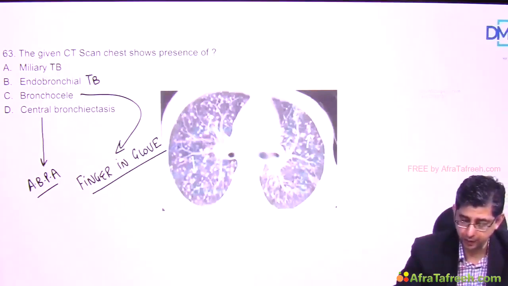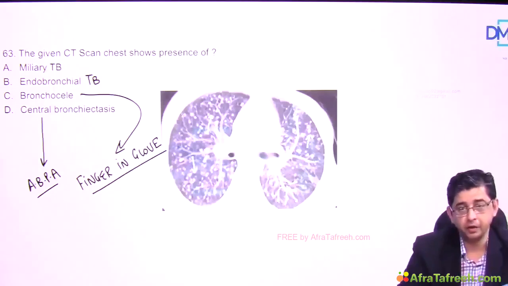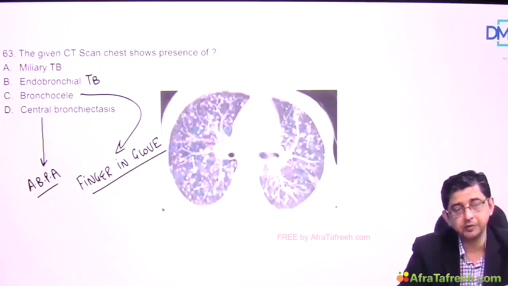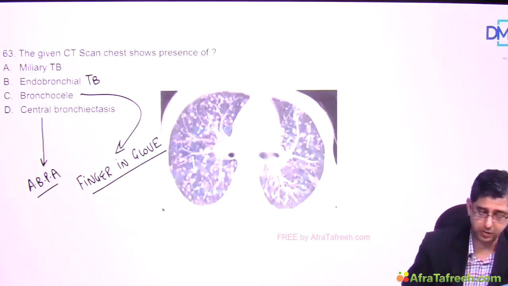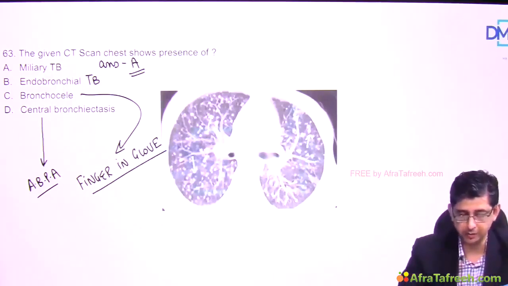I can see the tracheobronchial tree. I'll just try to show it before you. The tracheobronchial tree looks pretty okay and decent. We can see these fine striations of the tracheobronchial tree subsequently. So the tracheobronchial tree is fine, so that will rule out both central bronchiectasis as well as endobronchial tuberculosis. So the correct answer in this question is A, miliary tuberculosis, which is a disseminated tuberculosis.